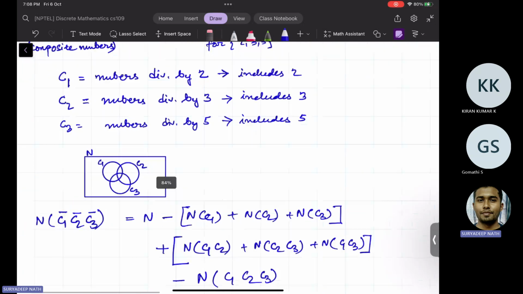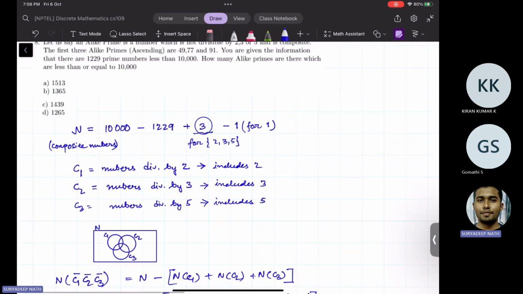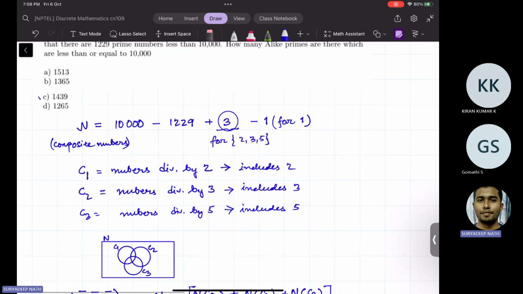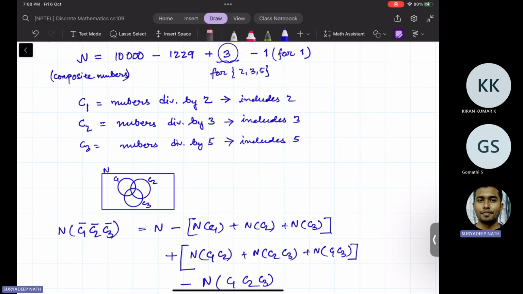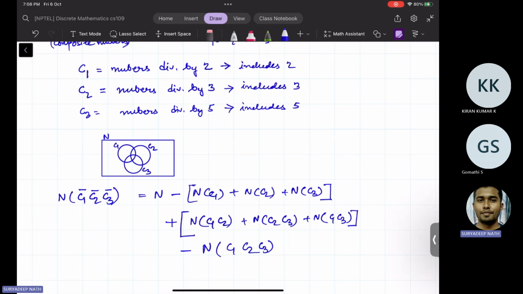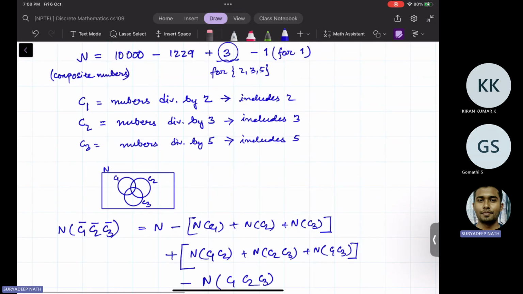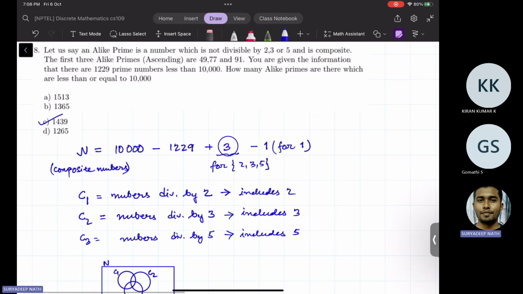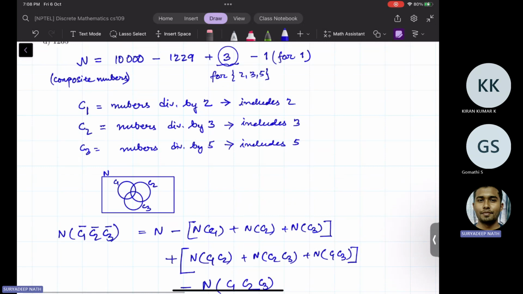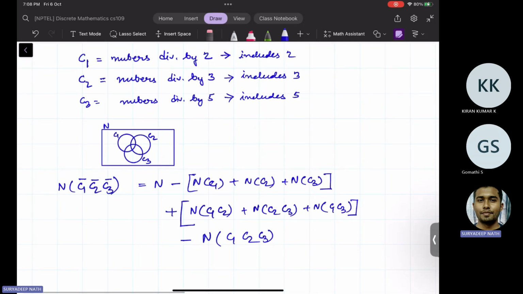And it is pretty straightforward if you put in the values. So this turns out to be 1439. So you just solve for these n of C1, n of C2, n of C3 terms, and if you apply them, it would be 1439. So option C is the right answer. I'm not doing this in the interest of time, so if you have any doubt, you can obviously ask me.